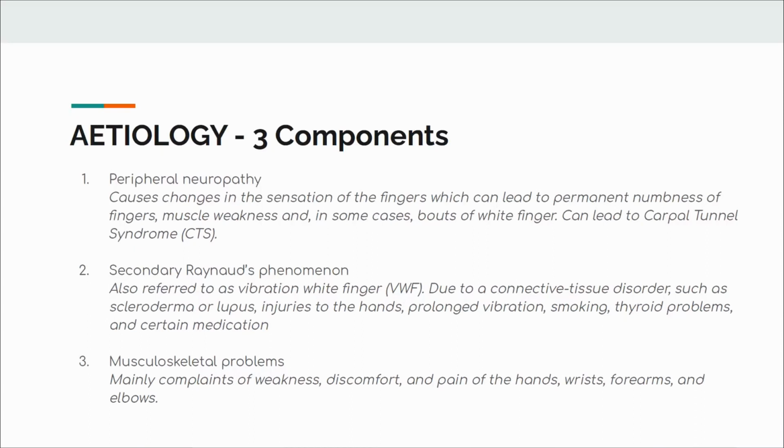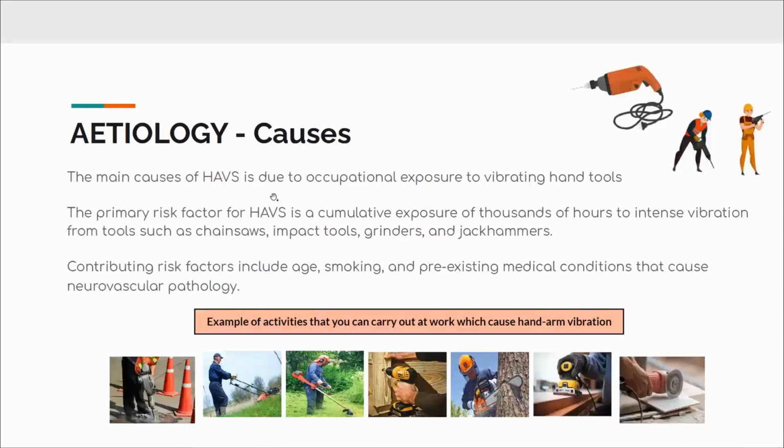So the employee could be seen more weak, having discomfort and pain in the hand, wrist, forearms, and elbows. So it is a very beginning stage of hand-arm vibration syndrome. The next one is we're going to see what would be the causes of this hand-arm vibration syndrome.